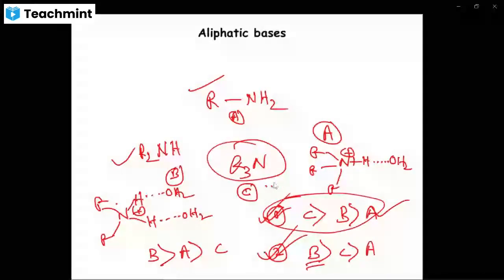Now for aromatic bases. What are the aromatic bases? Aromatic bases are again aromatic amines, which we call aniline, right? Anilines are the aromatic bases. Now for these anilines, we have some interesting things that we will discuss. So if you compare aniline and a simple primary amine, which one will be more basic?